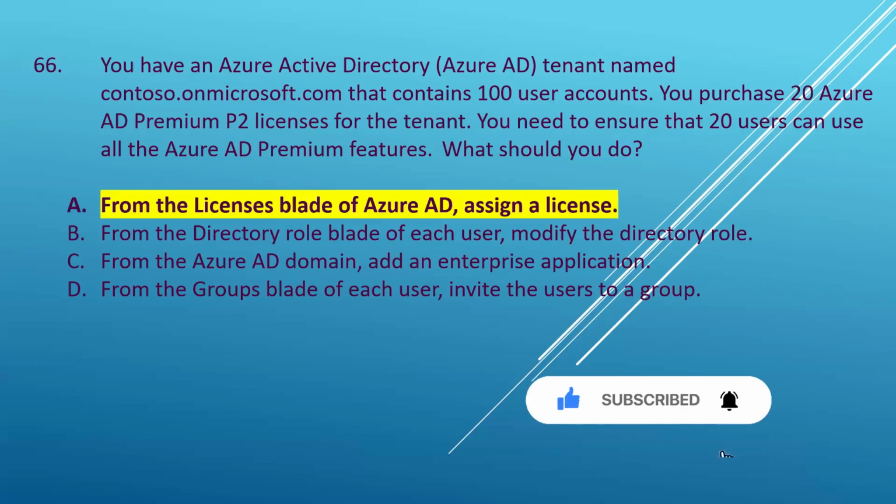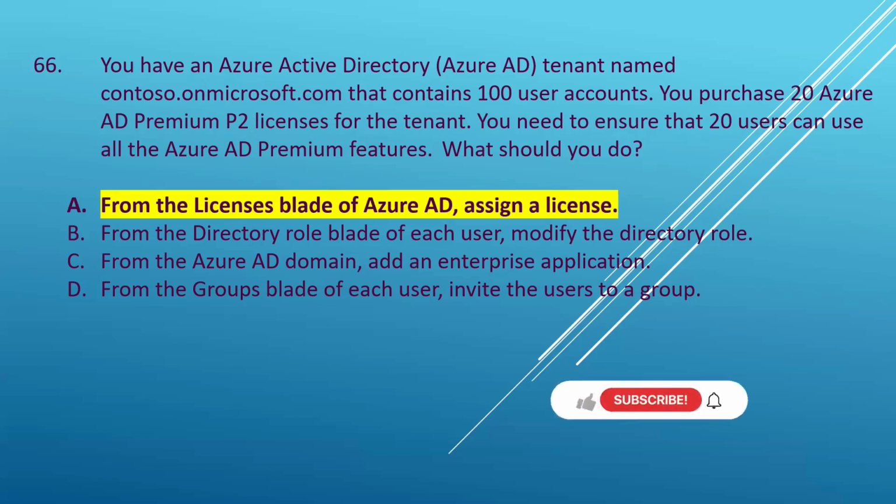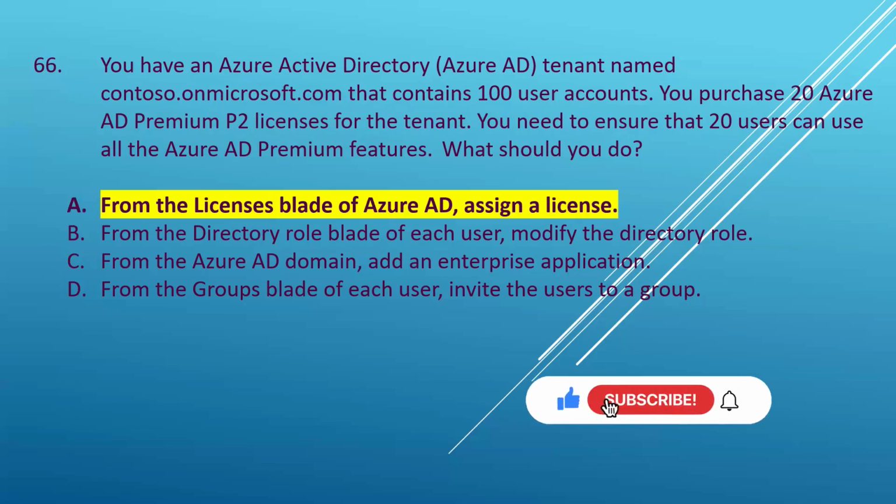Now, by assigning the Azure AD Premium P2 licenses to specific users from the license blade of Azure AD, you can grant them access to all the features and capabilities offered by Azure AD Premium. This action allows you to assign the licenses directly to the 20 users who need the premium feature.